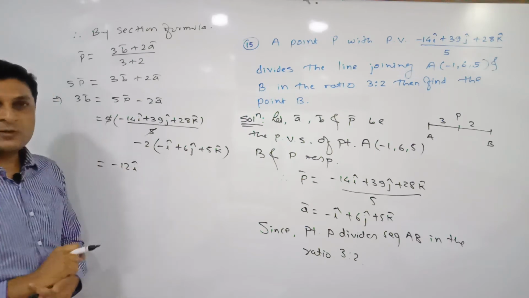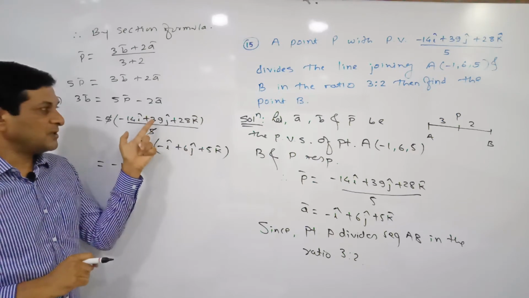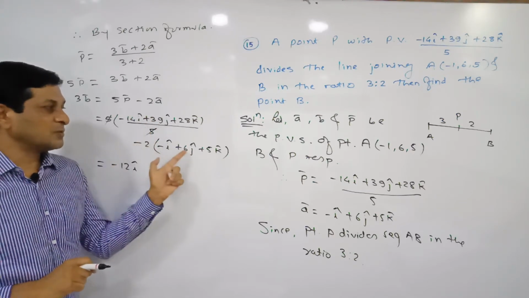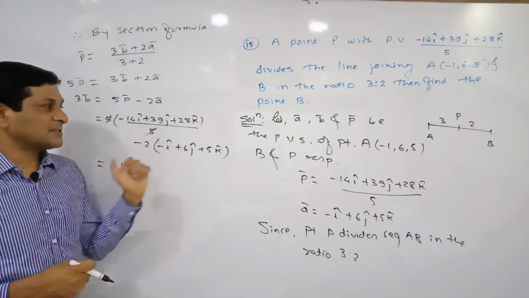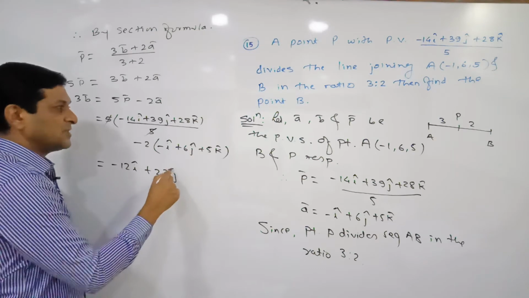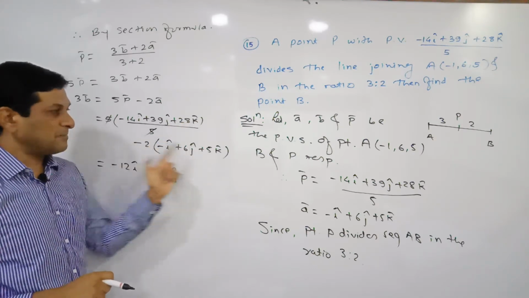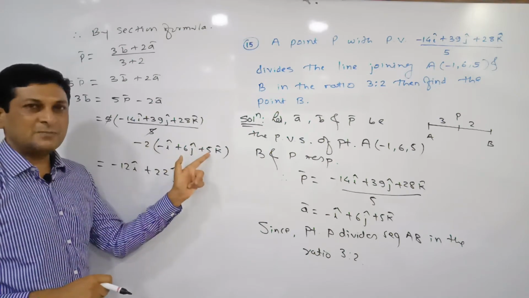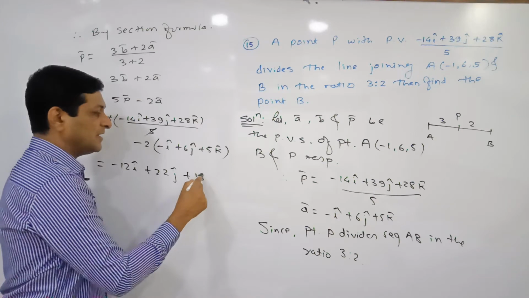Now collect the terms of j cap. This is one term of j cap and this is the second term. Here the coefficient is 39 and here minus 2 into 6 is minus 12. So 39 minus 12 is 27 j cap. Lastly, collect the terms of k cap. Here 28 k cap and here minus 2 into 5 is minus 10. 28 minus 10 is 18 k cap.